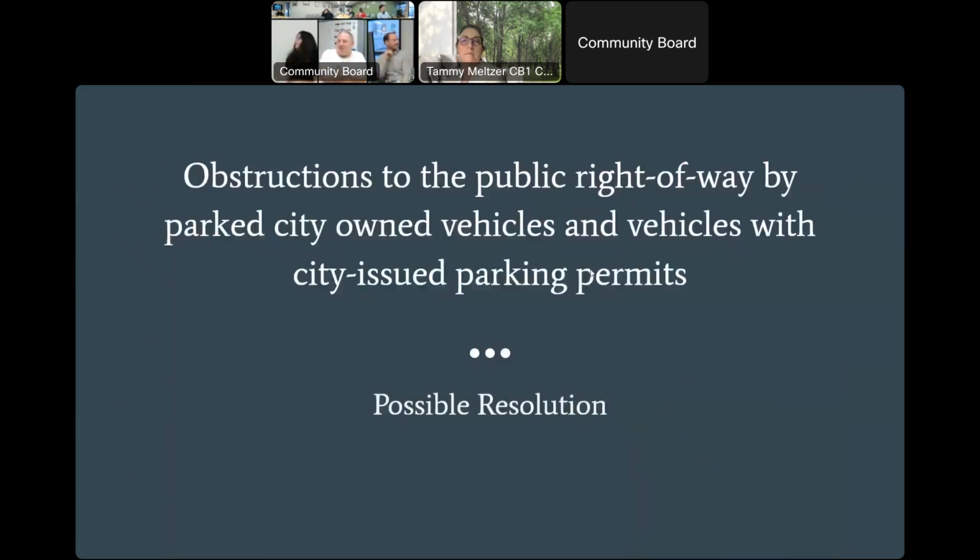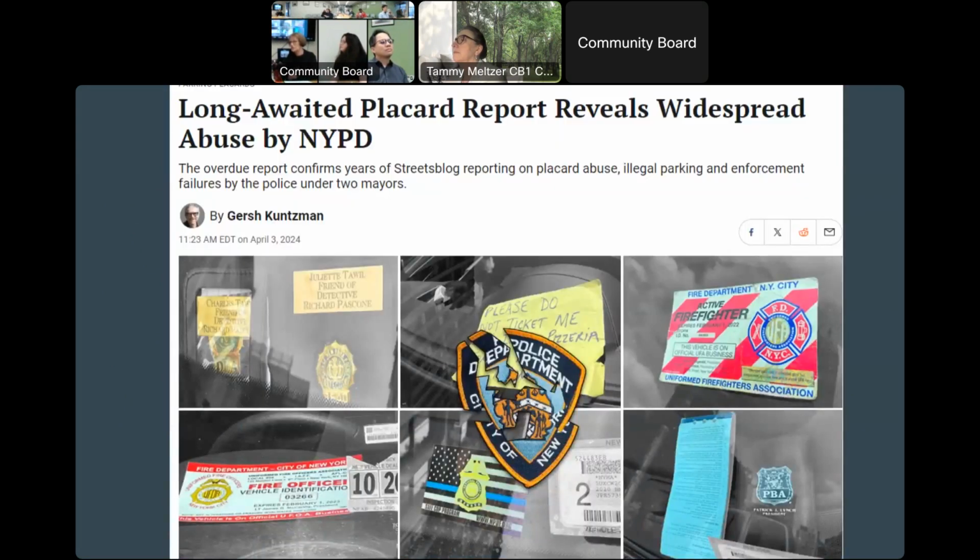Go back. This one is about a new case, you've probably seen it in the news. This is about the obstruction of the public right of way by parked city-owned vehicles and vehicles with city-issued parking placards. First of all, for those of you who didn't see, there was all the noise recently about a Department of Investigation report, a city agency, looking specifically at NYPD placard abuse.